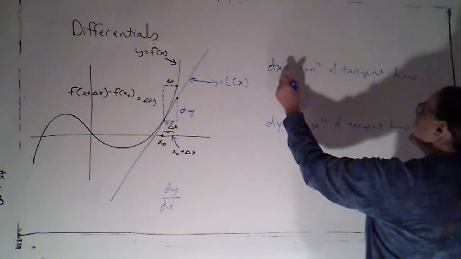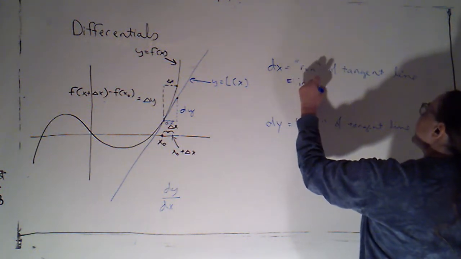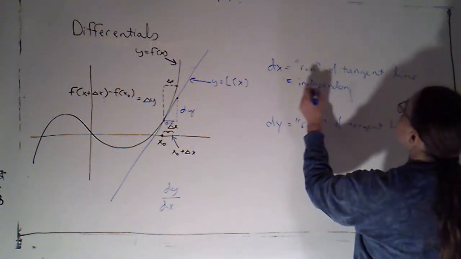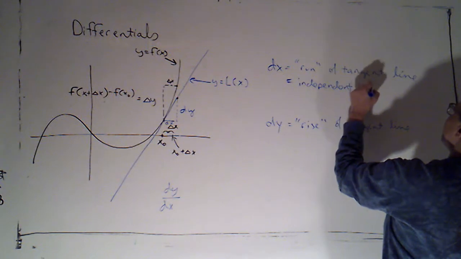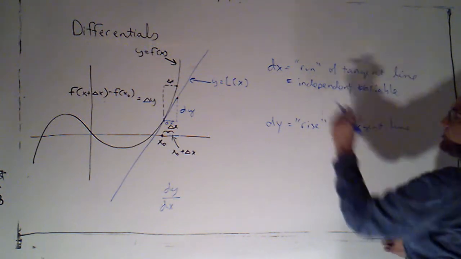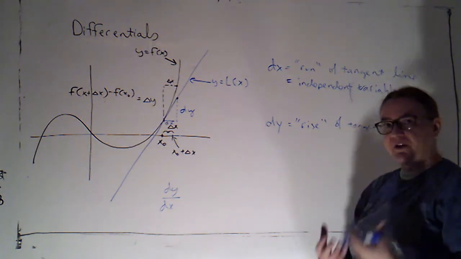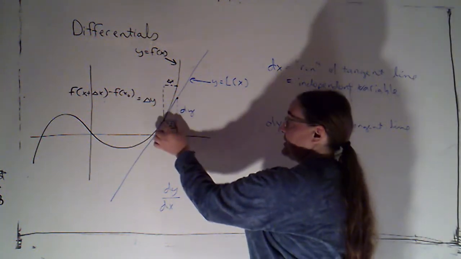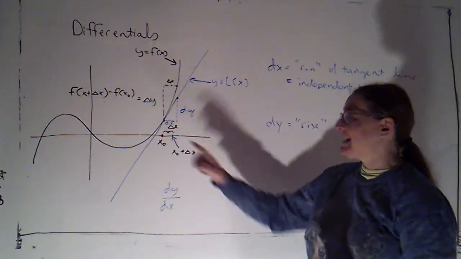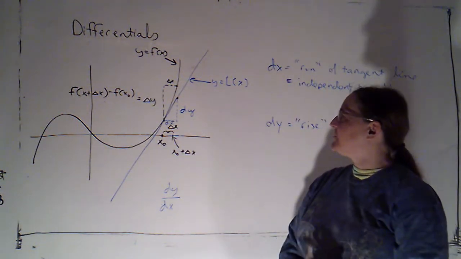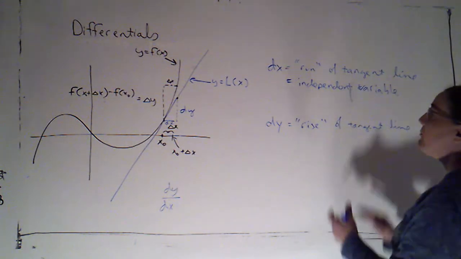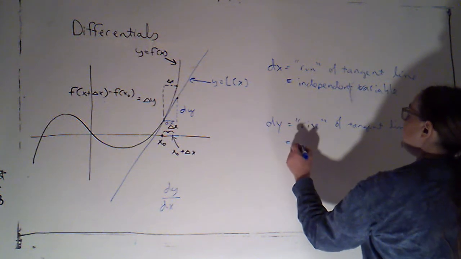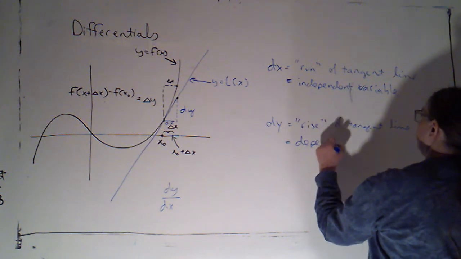So I'm going to think of dx as my independent variable. Independent variable means it's the one I control. It's the input. I can choose what I'm going to make it. And you can see from the picture here, I've chosen to make it the same as my delta x for this particular picture. dy, representing the rise of the tangent line, is simply going to be the dependent variable.